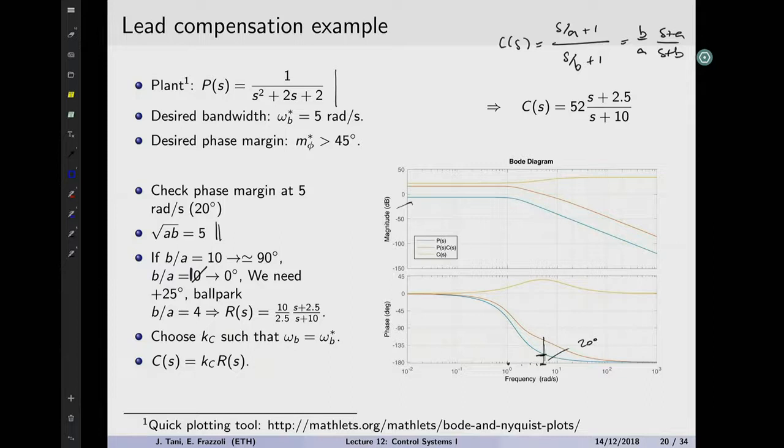It doesn't really matter if you add a little bit more. Now, remember that the requirement says bigger than 45 degrees. It doesn't say it has to be exactly 45 degrees. If you do 56, it's still good, right? So you can start with this approximation.